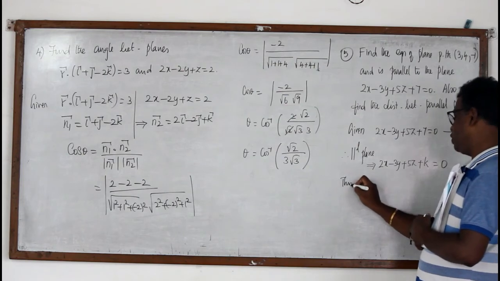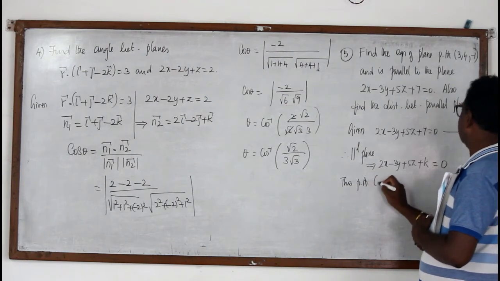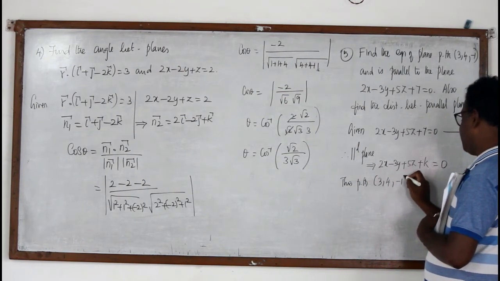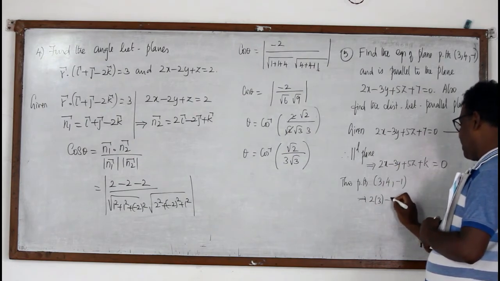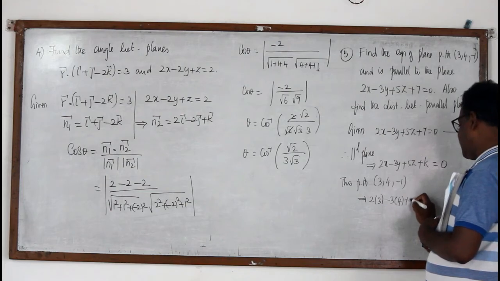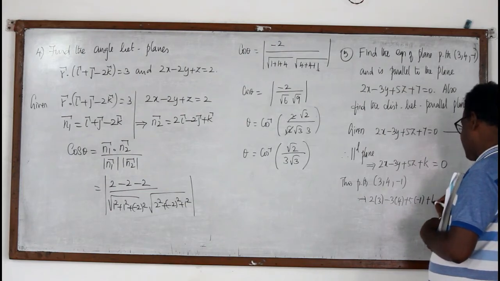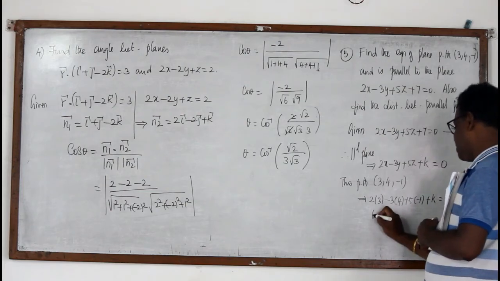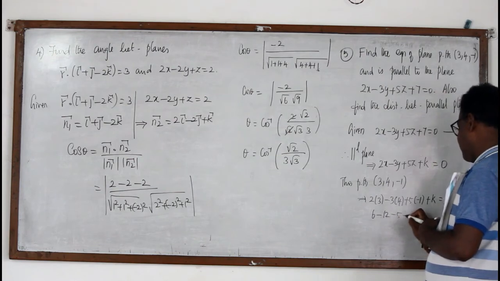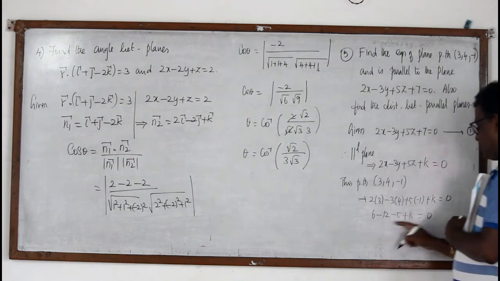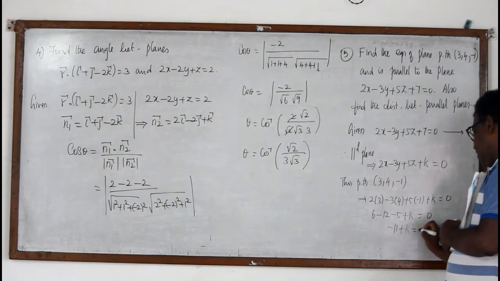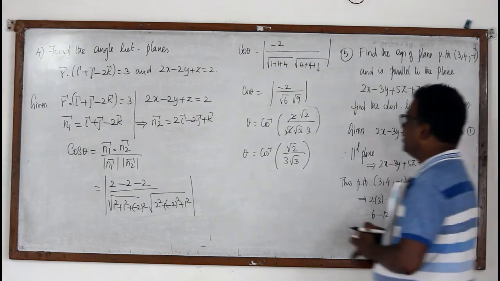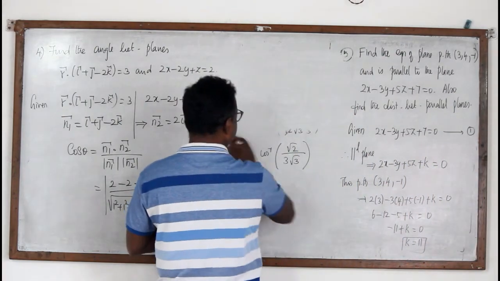This passes through 3, 4, minus 1. Then this implies 2 into 3 minus 3 into 4 plus 5 into minus 1 plus k equal to 0. 6 minus 12 minus 5 plus k equal to 0. Minus 6 minus 5 is minus 11 plus k equal to 0. Therefore k is 11. Therefore what is the parallel plane?